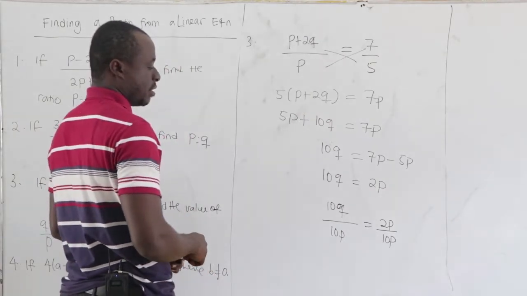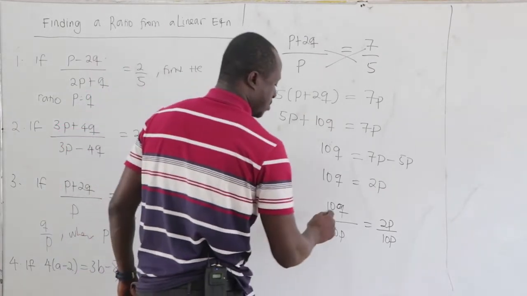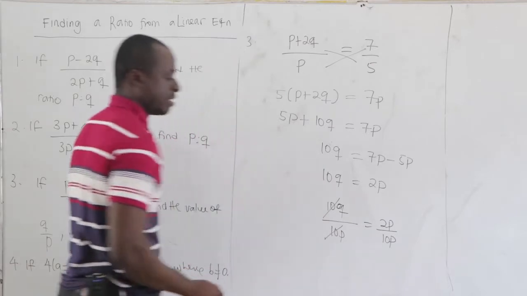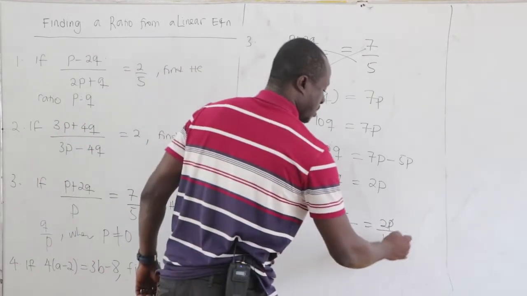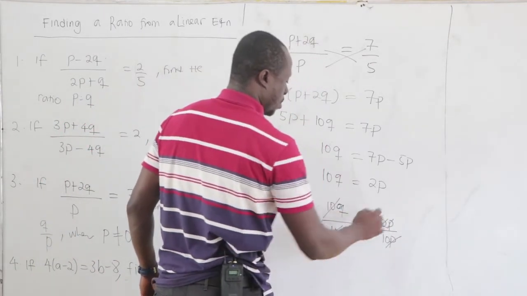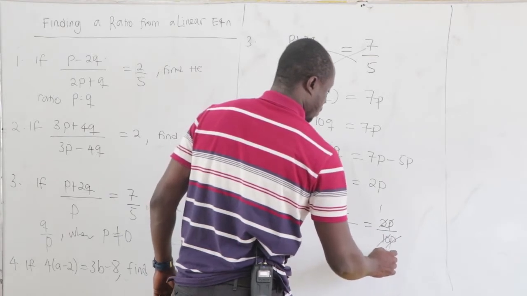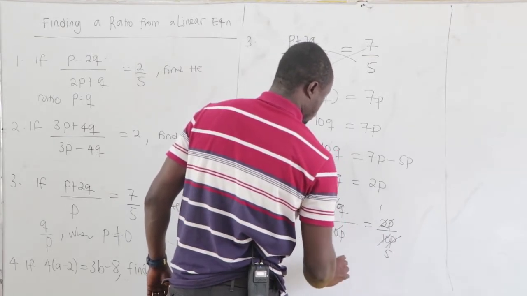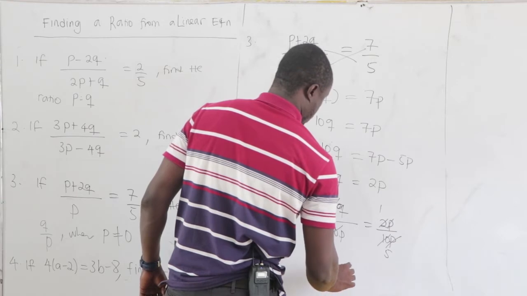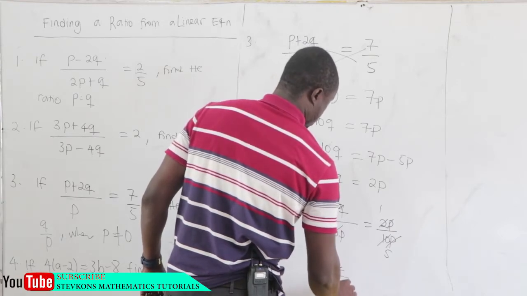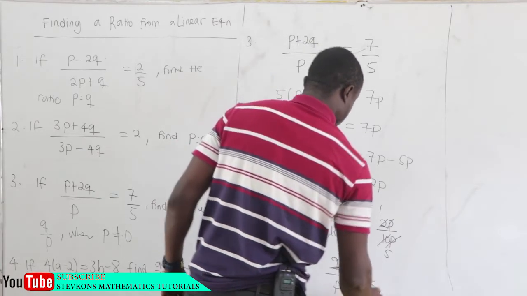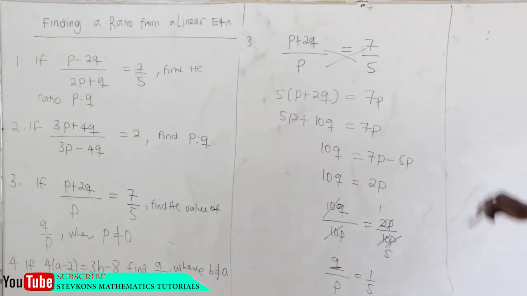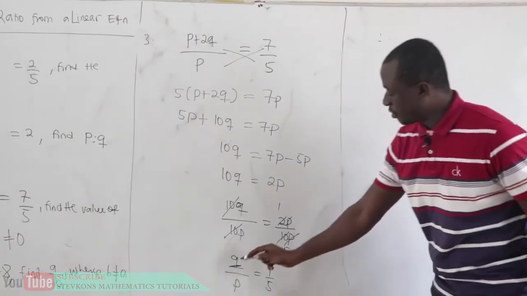Now what do we want to find? We want to find q over p. So this 10 is cancelling out that 10, and this p will cancel this p. We have 2 go here, 1, 2 will go here, into 10, 5. So q over p is equal to 1 over 5.